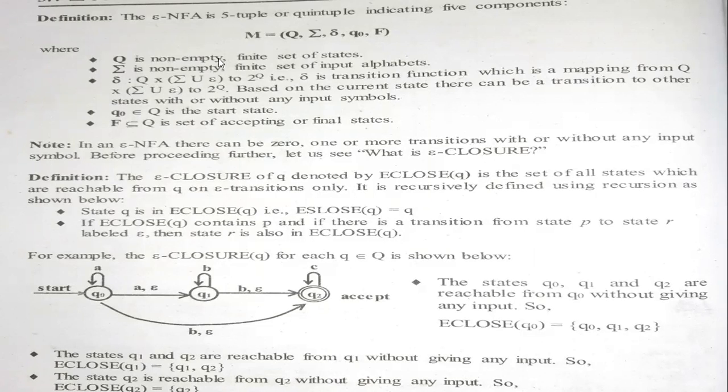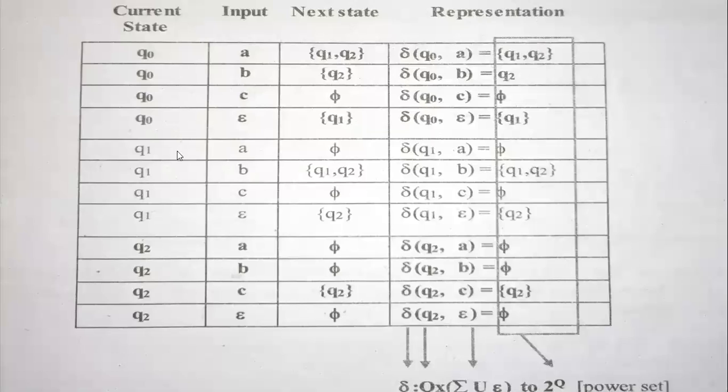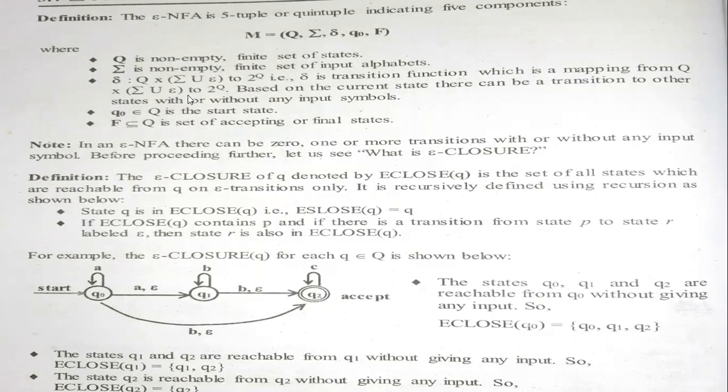Sigma union epsilon we are writing. Sigma union epsilon means, sigma stands for what? A, B, C. According to this particular representation, sigma will be equal to A, B, C exactly. Along with that, we need to have a transition function for epsilon also. That's why we are performing a union operation between sigma and epsilon.